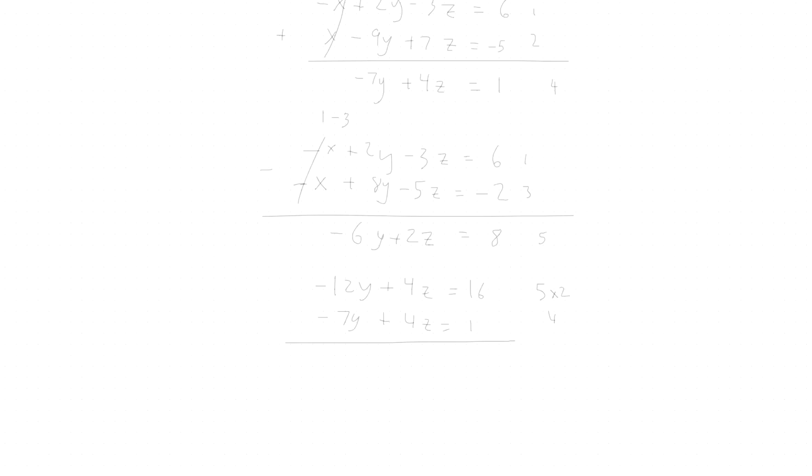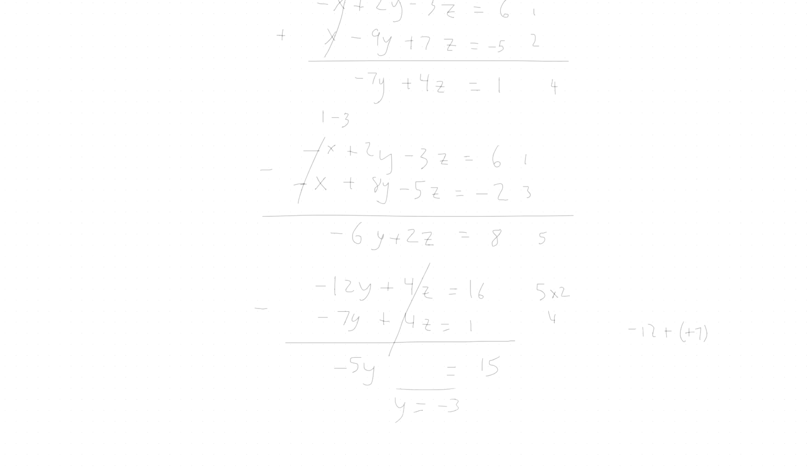We subtract, because the z's will cancel out. So what's -12 minus -7? -5y. And 16 minus 1 we know is 15. So divide both sides by -5, and we get y equals -3. Okay, we got y.